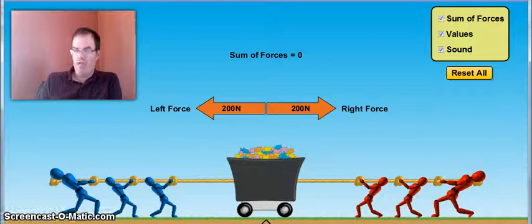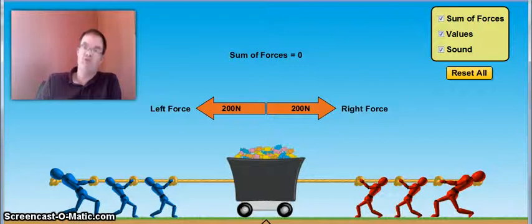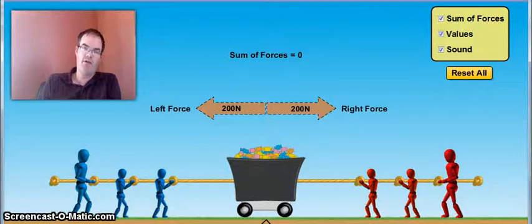Static equilibrium means that there's just as much force on the left as there is on the right, and that it's stationary. That's what static means. It means stationary. So there's no movement here. Take a break, people. Okay, there's no need to hurt yourselves. As long as we have the forces equal on both sides, there's no motion in that cart. We can't get it started.